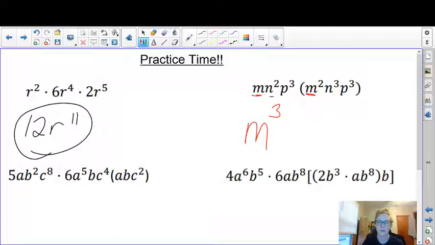Next, I'm going to take a look at the n's. I have 2 on the outside and 3 on the inside, so 2 plus 3 gives me 5. And lastly, I'm going to look at the p's. I have 3 on the outside, 3 on the inside, 3 plus 3 gives me 6.